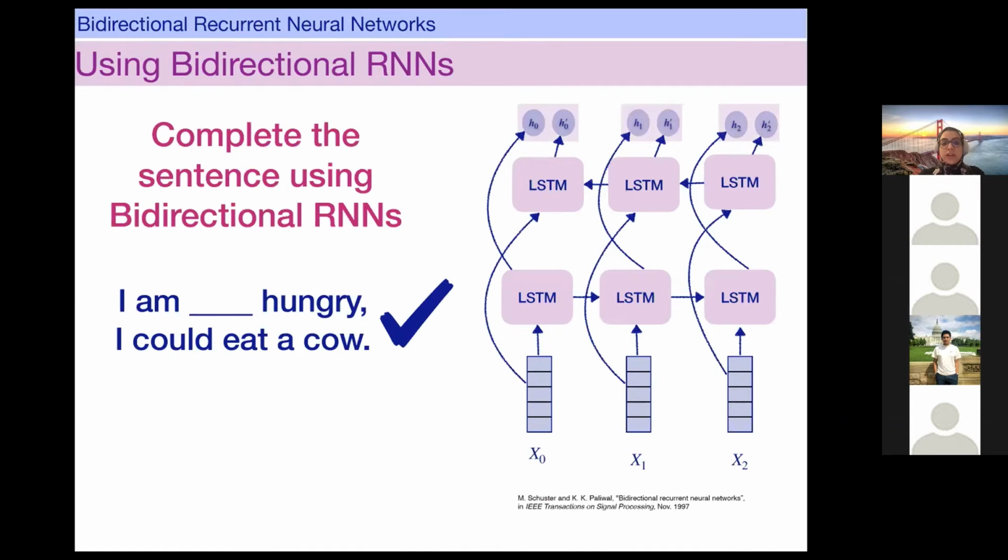So now at every single time, we saw the past and we also saw the future from the other one. And now when we have "I am. Hungry, I could eat a cow," it knows that it can't use "short," it should have "I am very." So this is why people started thinking about the bidirectional LSTM, which is basically just two LSTMs stacked on top of each other, taking an input in the reverse direction. Any questions so far?